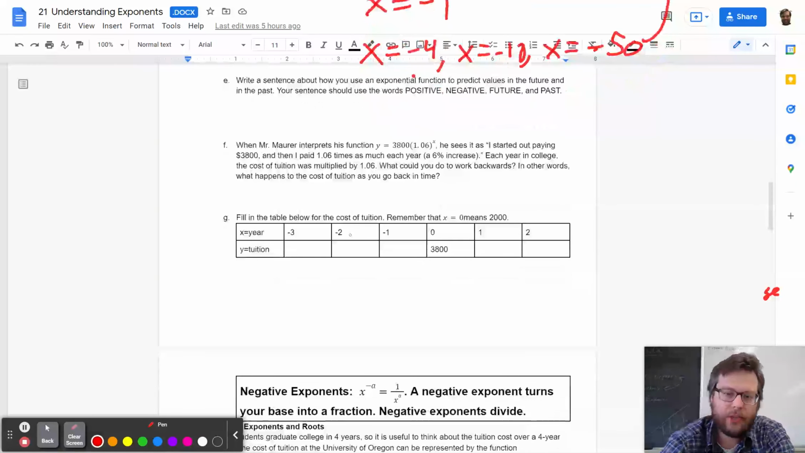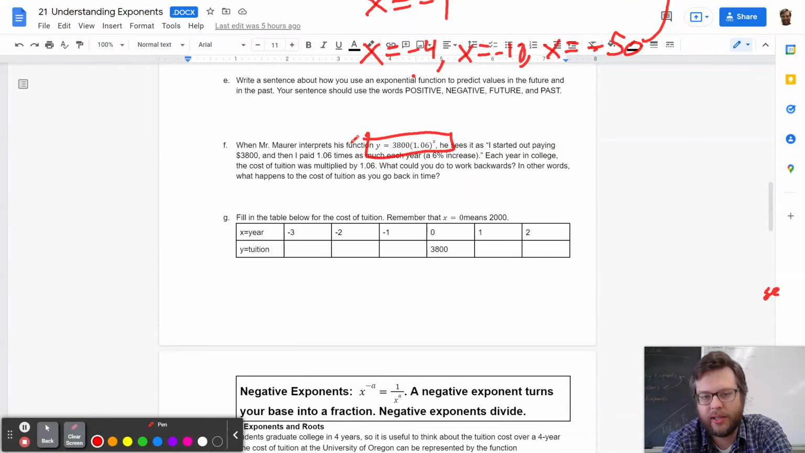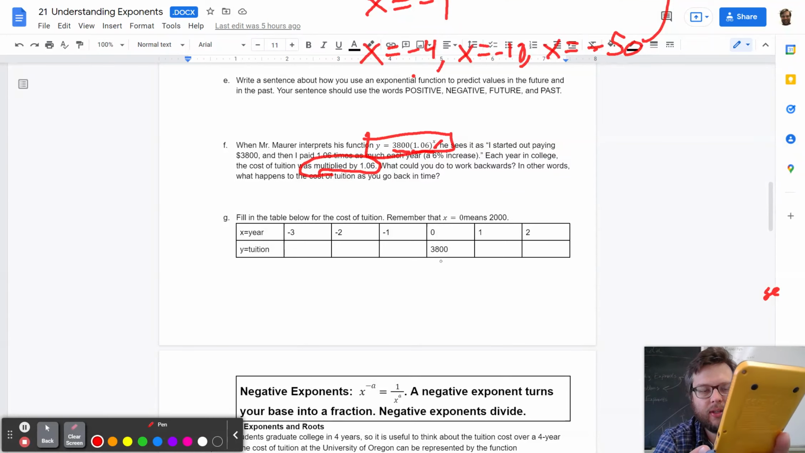Down here, this is a really important sentence to be able to pull out. When you see an equation like this, you should be able to say it as a complete sentence. I see this sentence as, I started out paying $3,800 and I paid 1.06 times as much each year. And that's a 6% increase. And if I wanted to work backwards, what I could do is, instead of multiplying by 1.06, backwards multiplying is dividing. And so I can just take my 3,800 here and divide it by 1.06.